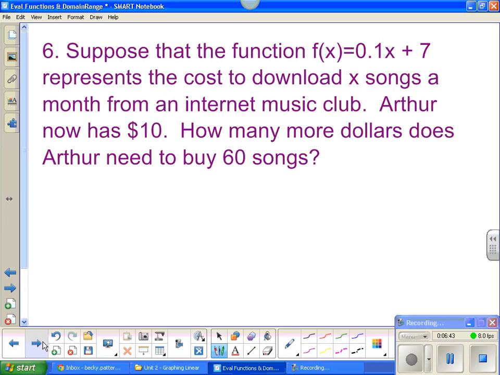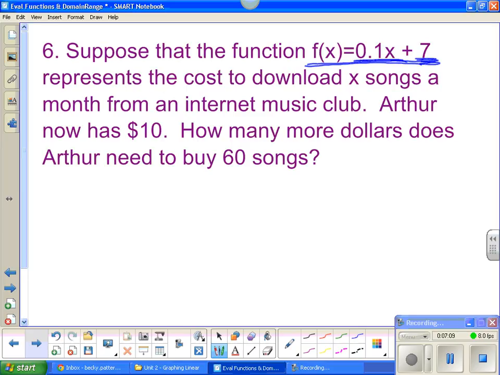Suppose that the function f of x equals 0.1x plus 7 represents the cost to download x songs a month from an internet music club. Well, let's go back and look at this. What does this mean in terms of buying? It means they're going to charge me $7 flat just to join, and they're charging me what per song? And that's 10 cents. It's not a penny. It's 10 cents per song.